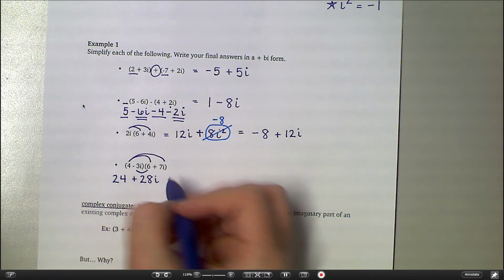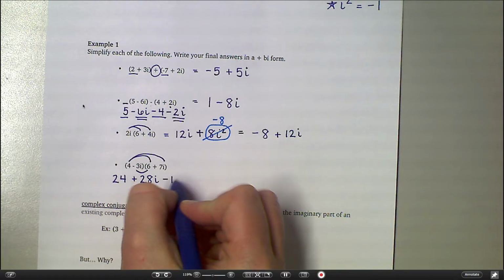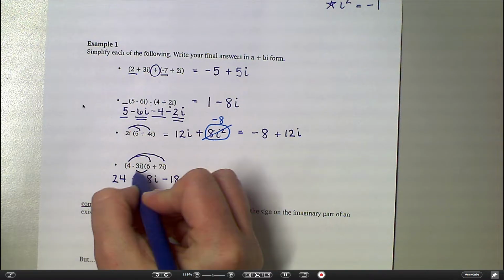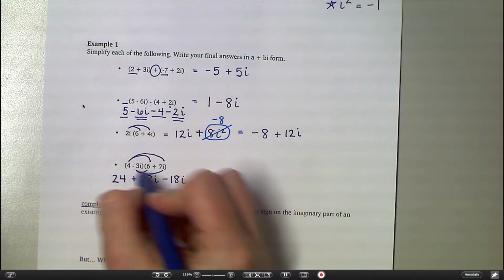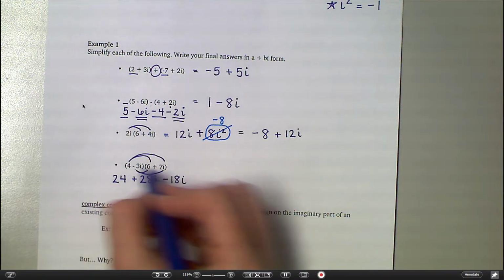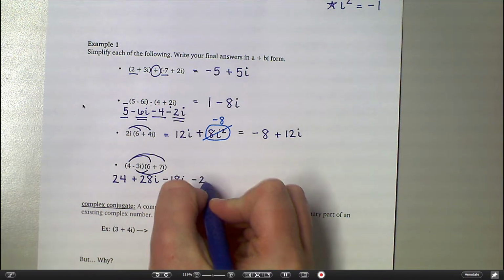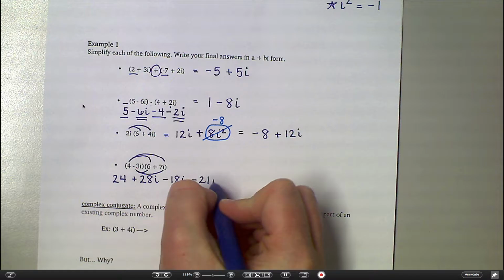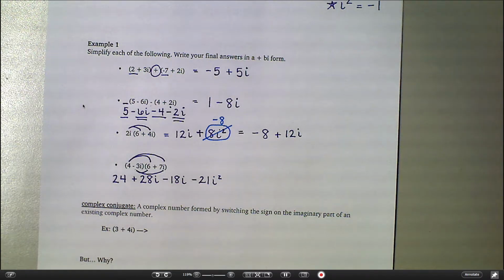-3i times 6 gives me -18i. And then here, negative 3i times 7i. Well, negative 3 times 7 is negative 21. i times i gives me i squared. Okay, there's some simplifying we can do here.